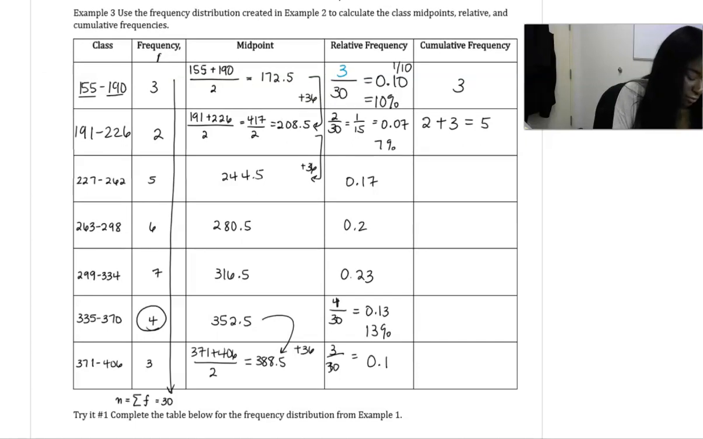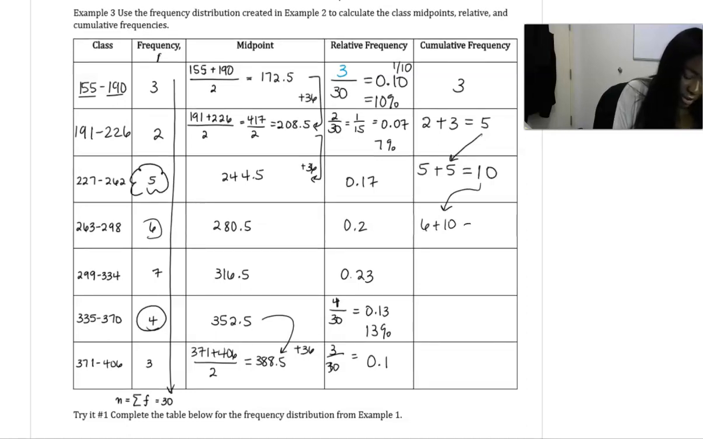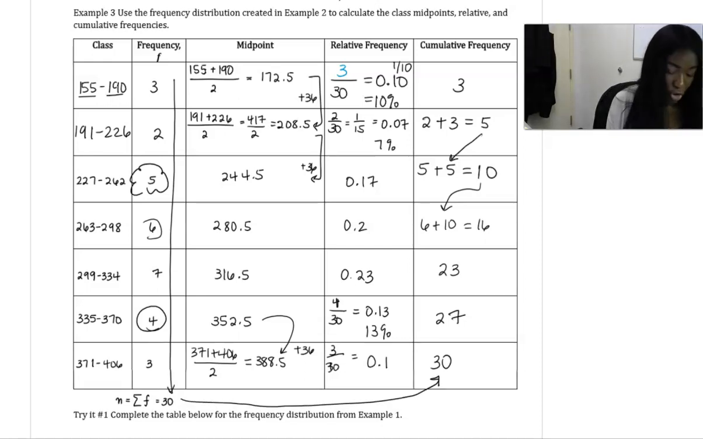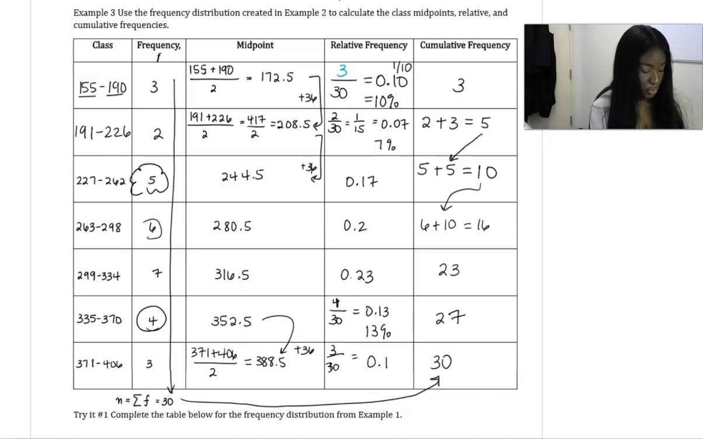So for the next class, we would take this new frequency of 5 and add it to the cumulative frequency from before that to get 10. Then I'll take the new frequency of 6, add it to all those before to get 16, and I'll just continue adding these out. We would add 7 to get 23, we would add 4 to get 27, and then finally we would add 3 to get 30. And a double check is that that last number should always be the same as your total sample size, which we can see that it is.